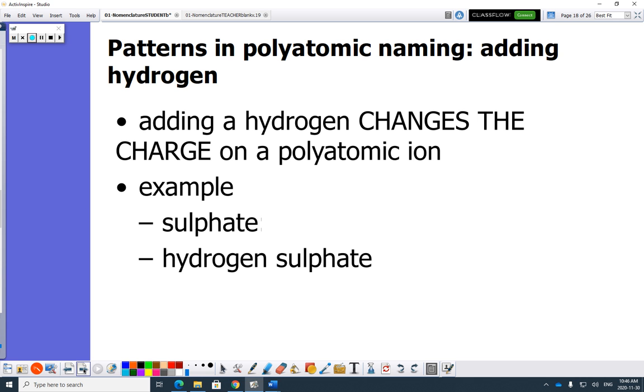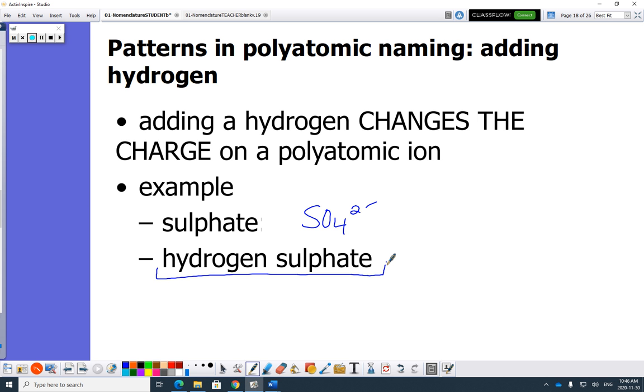So you can add hydrogen to a polyatomic ion. So sulfate is on your periodic table. I don't know why I use green, sorry. Okay? The last changes we made to the ions were adding oxygen, or changing the number of oxygens, taking them away. This one, so now the new polyatomic ion is hydrogen sulfate together.